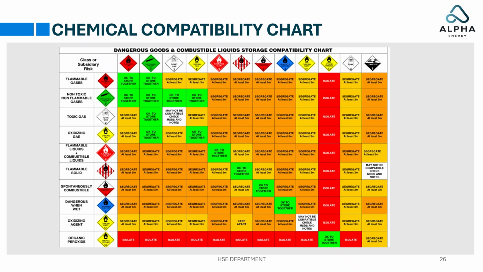White indicates check notes. The rows and columns represent various chemical classes such as flammable gases, toxic gases, oxidizing liquids, combustible liquids, and organic peroxides, each marked with appropriate hazard symbols. This chart is essential to prevent dangerous chemical reactions, fires, or explosions caused by improper storage.